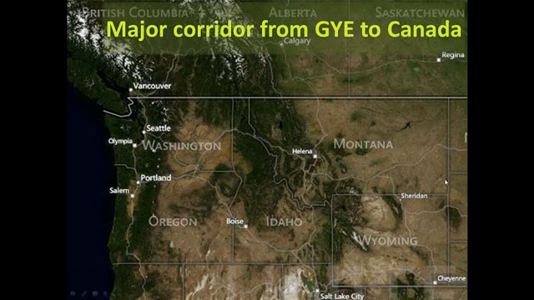The Bridgers and Bangtails are a major corridor from the Greater Yellowstone ecosystem to Canada. So if you look at, here we have the Greater Yellowstone ecosystem. It's a connecting corridor up into the Big Belts and into this area up in Canada. This corridor is very important for the dispersal of animals, for them to expand their ranges, and in particular for them to maintain their genetic diversity across the region.